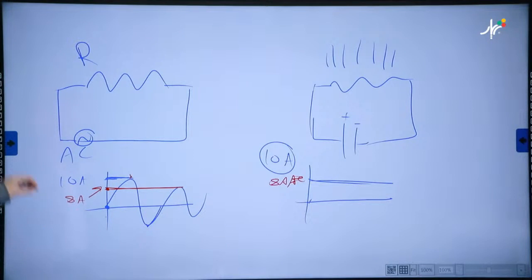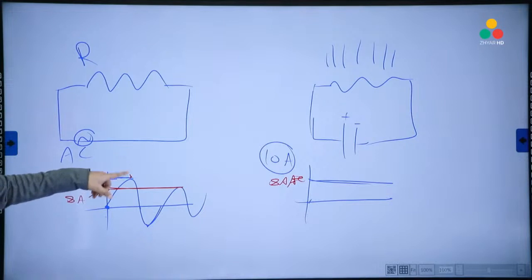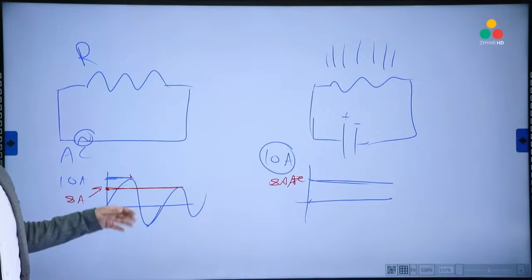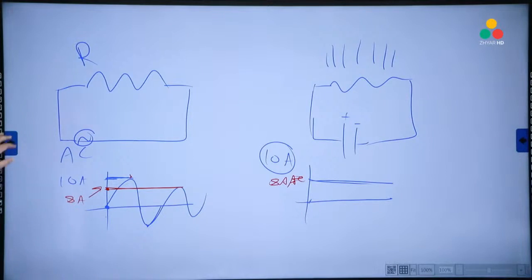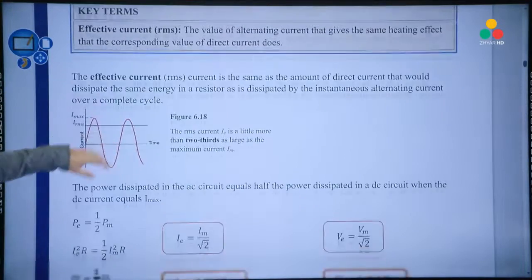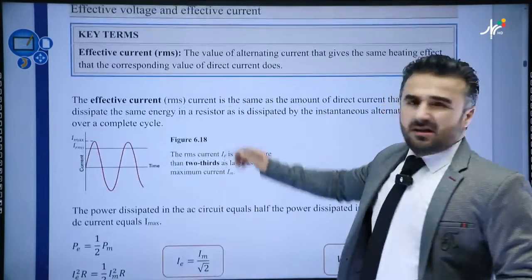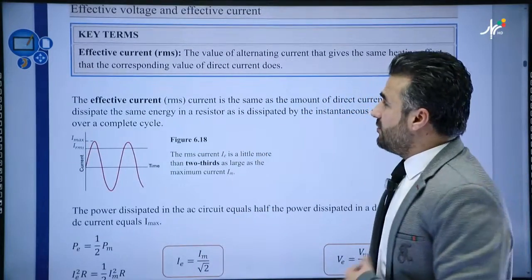And of course, it is bigger than 0. We're going to talk about this one, which is a little bit more than 2/3. It is about 70 point something. We'll talk about this one in a second here. Okay, but let's go through the definition one more time before we move on.